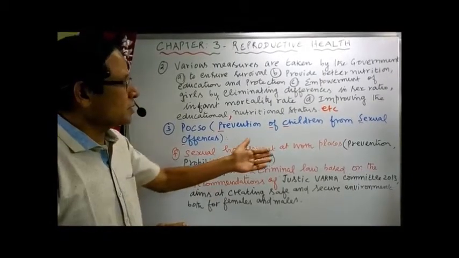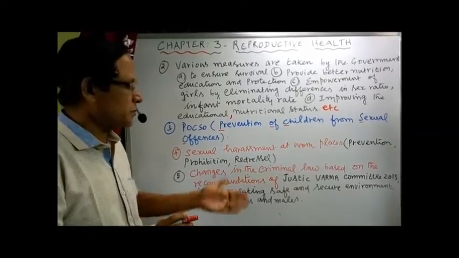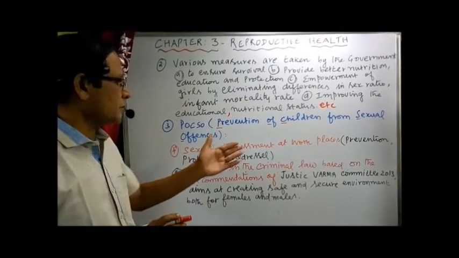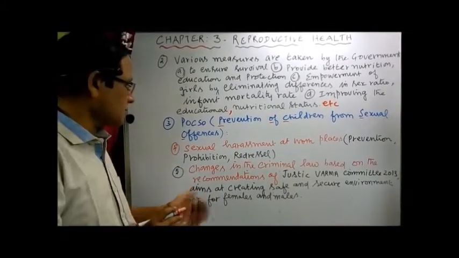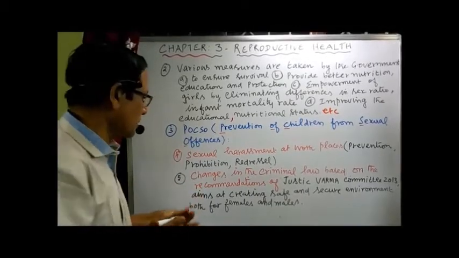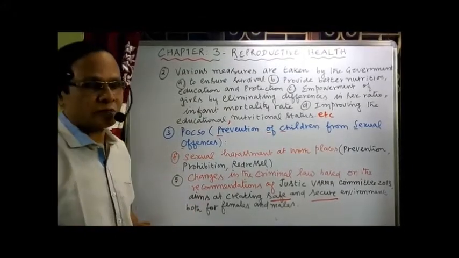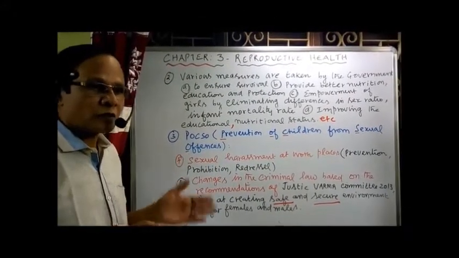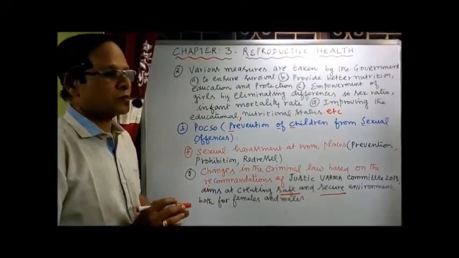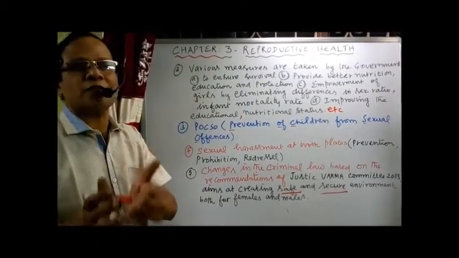Now, changes in the criminal law based on the recommendations of committee. One justice by name Justice Verma. The main aim of the Justice Verma committee is creating what is called a safe and secure environment, both for males and females, with reference to the children, and that is the Verma committee recommendation. So these are the different measures taken by the government to prevent female feticide and infanticide.